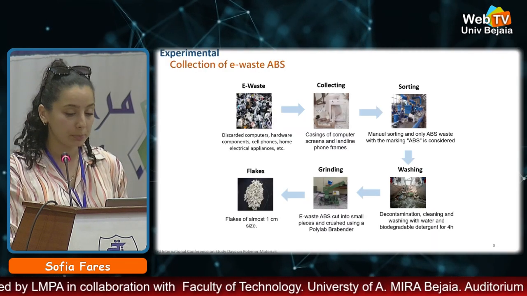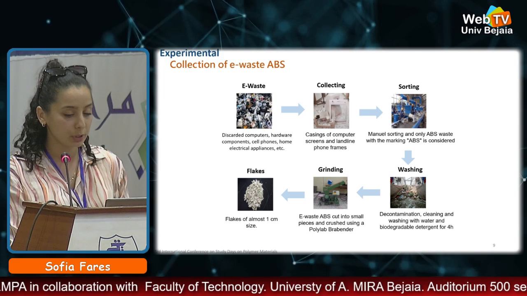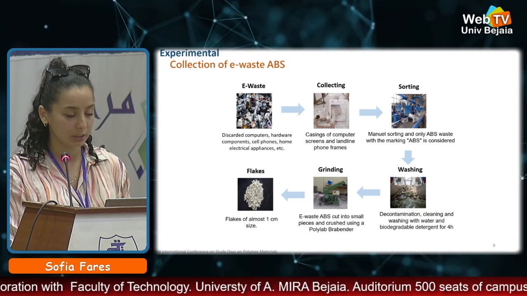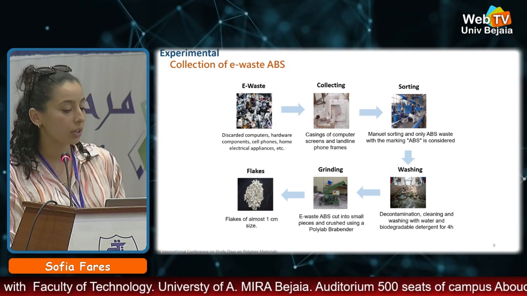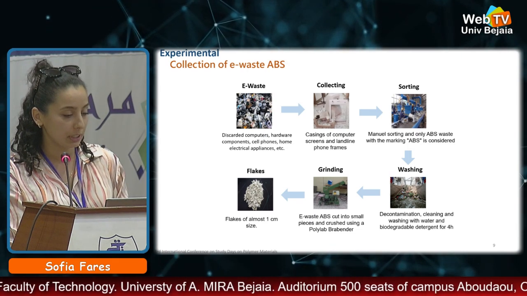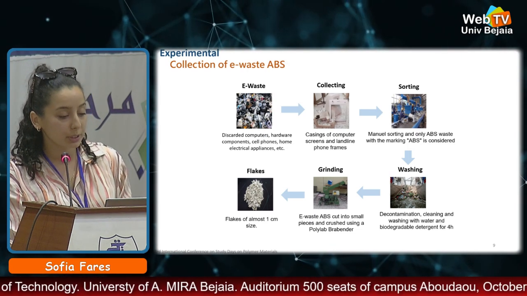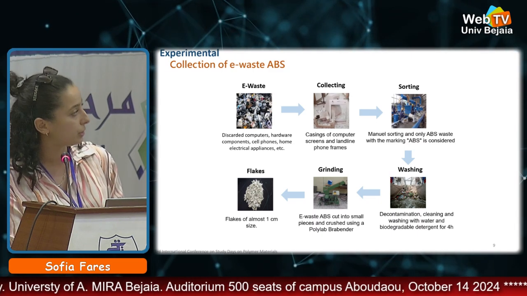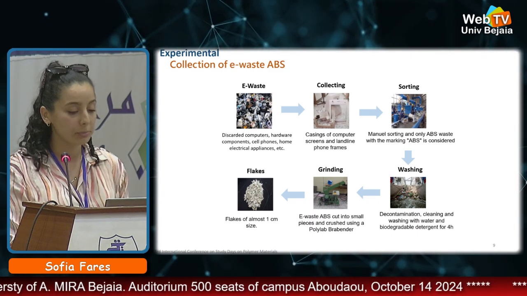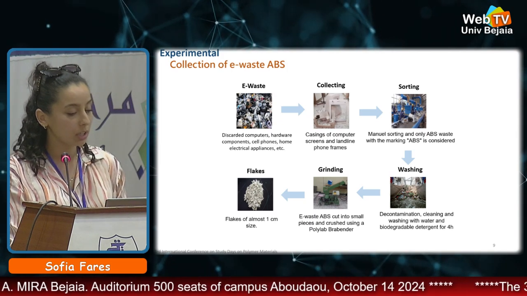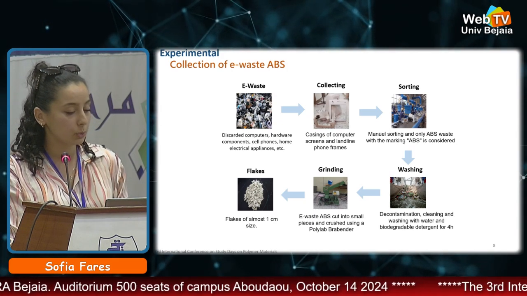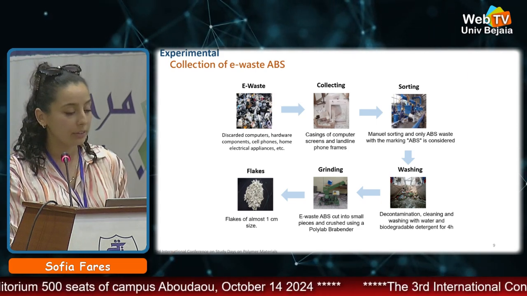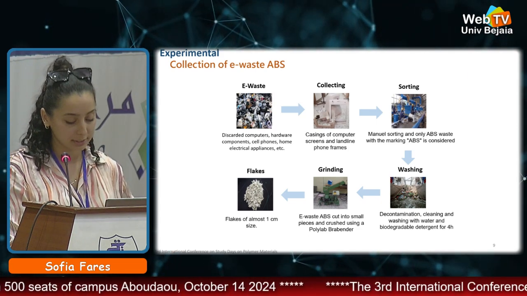In the experimental part, the first step involves collecting e-waste ABS. The recovery process includes the following stages: collecting and cutting of computer screens and mobile phones, manual sorting, where only ABS waste with an ABS marking is considered, decontamination, cleaning, and washing. Then the e-waste ABS is cut into small pieces and crushed using a Polylab Brabender. In the end, we have flakes of almost 1 centimeter in size.